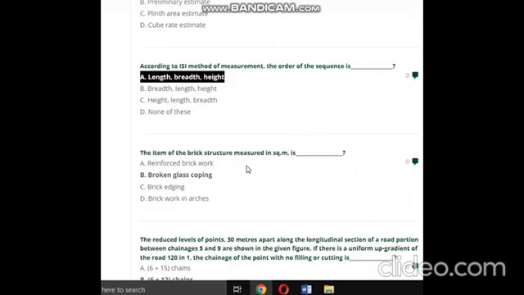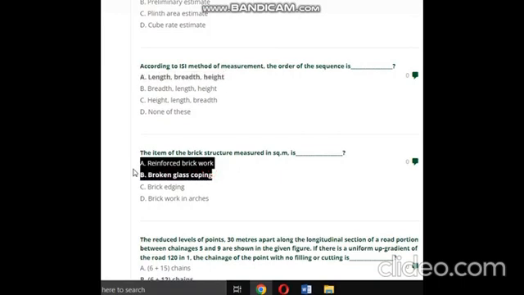The item of brick structure measured in square meter is broken glass coping. The item of brick structure measured in square meter is reinforced brickwork. Broken glass coping is the right answer.